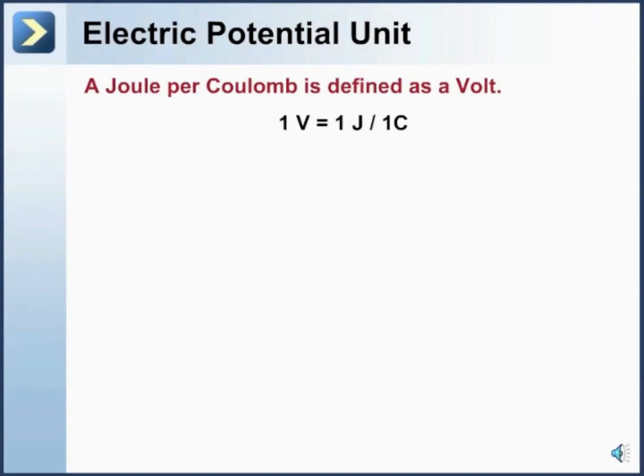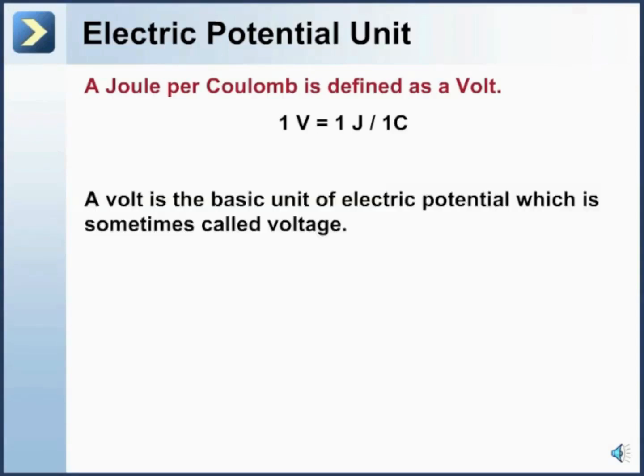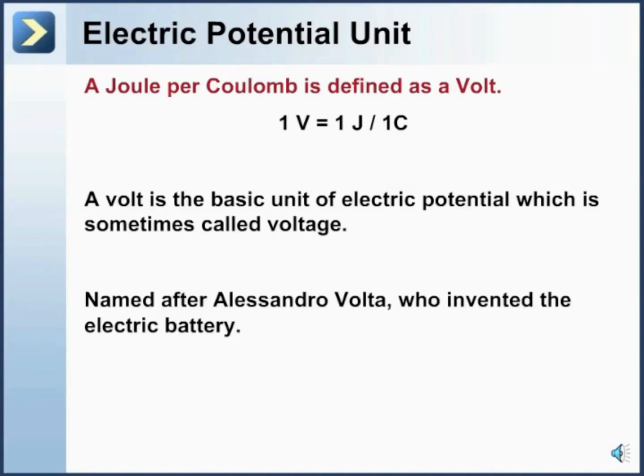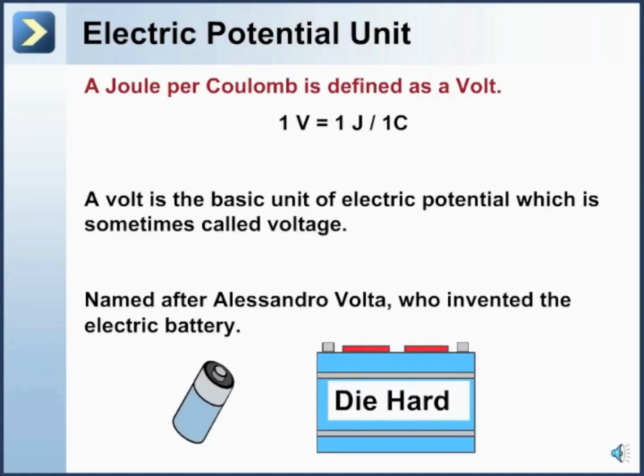The unit of electric potential is the joule per coulomb, and that is defined as a volt. A joule per coulomb is 1 volt, such that 1 volt equals 1 joule divided by 1 coulomb. A volt is the basic unit of electric potential, which is sometimes called voltage. And sometimes voltage refers to potential difference, as we'll talk about later. Now, voltage, or the volt, is named after Alessandro Volta, who invented the electric battery.